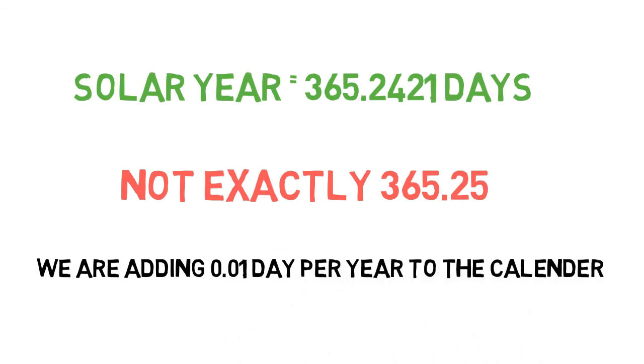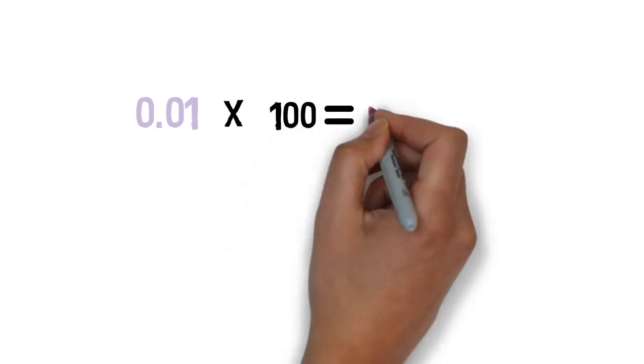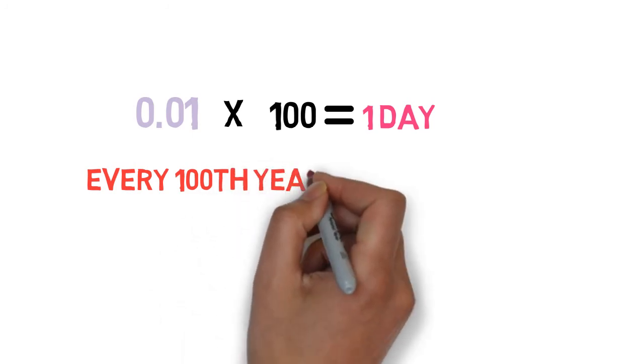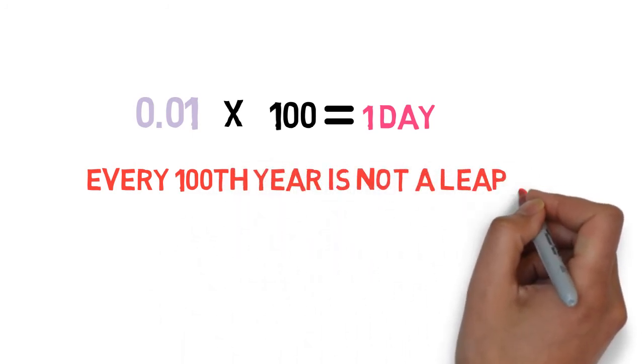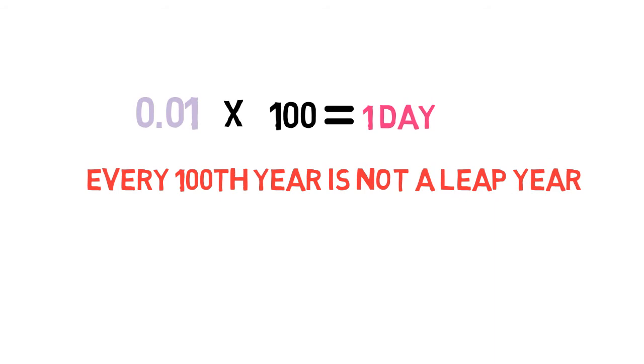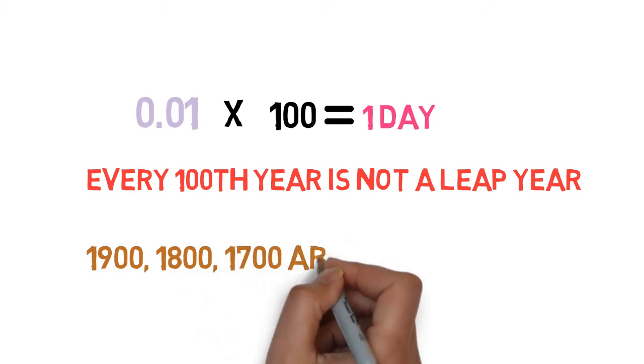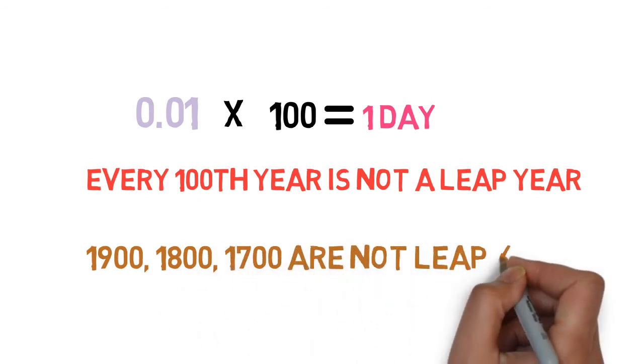That means by adding a leap year every 4 years, we are essentially adding an extra day to the calendar every 100 years. So to balance the calendar back again, we remove a day every 100 years, which means we don't add a leap day to the calendar for the year, for example, 1800, even though it comes 4 years after 1796, which is a leap year. That is why we don't make century years leap years, which is the reason for 1900, 1800 or 1700 not being leap years, even though they are divisible by 4.